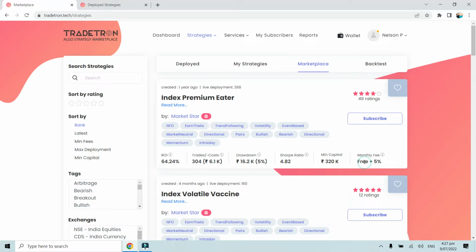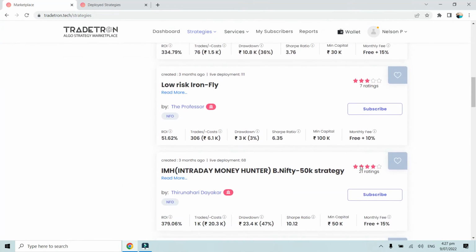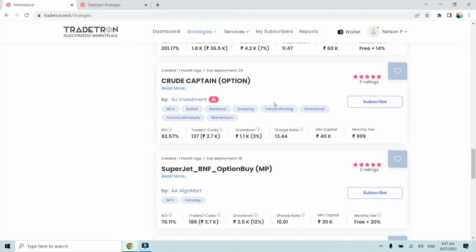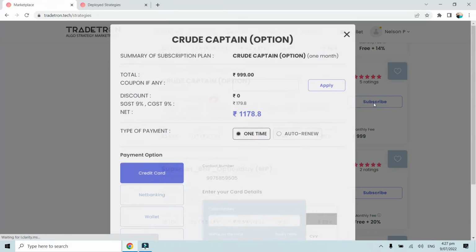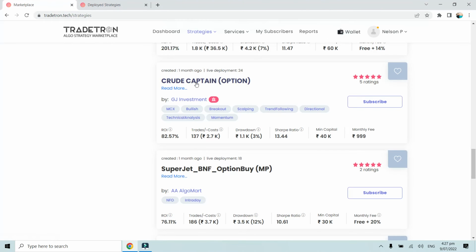Then, this particular strategy is free, right? So you can directly subscribe to this, but there are certain strategies that are paid. For example, I'll go to the bottom of the page. You will find one strategy created by GJ Investment that has a monthly fee of 999 rupees. While subscribing to this strategy, it will not let you subscribe unless you pay this 999 rupees, that is the subscription fee, and the GST. Once you pay this, only then will you be able to deploy this strategy in your account. So that is the fixed fee.